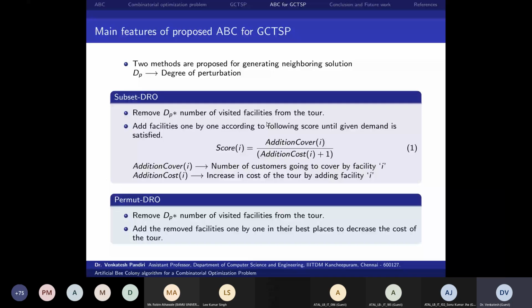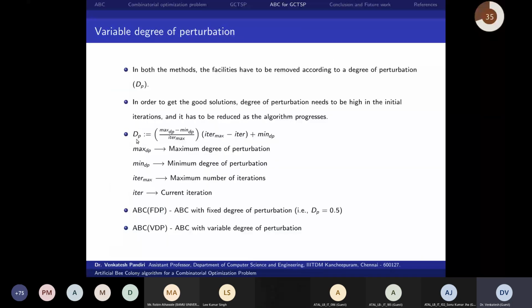So how we did that? According to a formula, we did that one. So the aim of this formula is that the DP value will be very high in the beginning iterations, because in the beginning solutions requires a lot of change. But as the algorithm progresses, we might be already near towards the optimal solution. So then little changes are required in the solution. So the DP value is going to be decreased over the course of this algorithm.